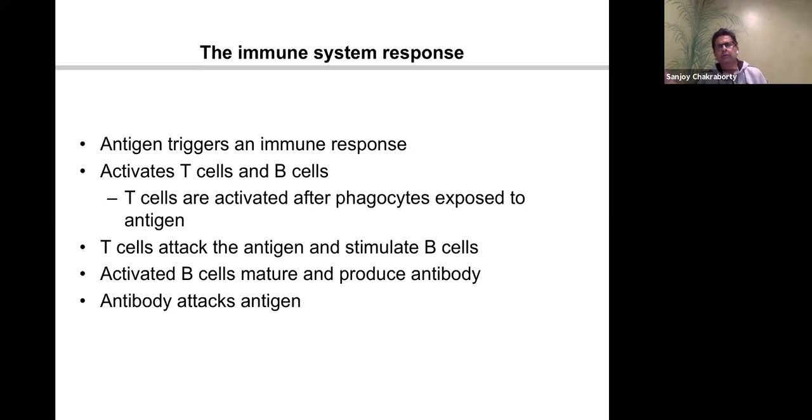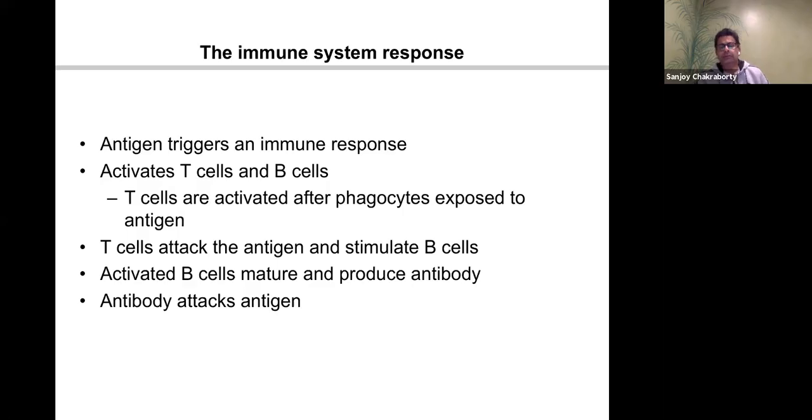NK cells, we learned already, are involved in non-specific defense. Here we are going to focus on the T and B cells. Why is it called T cells? The reason is it's a thymus-driven cell. The gland thymus participates in the process of maturing T cells.